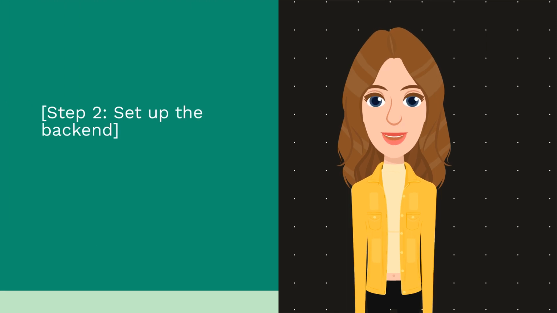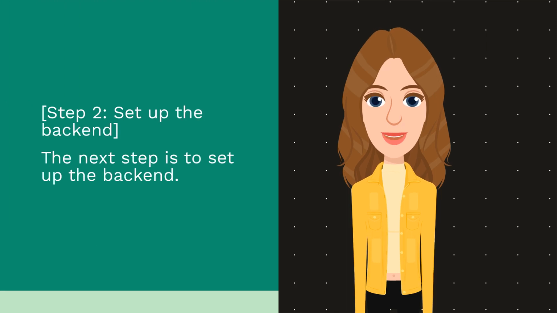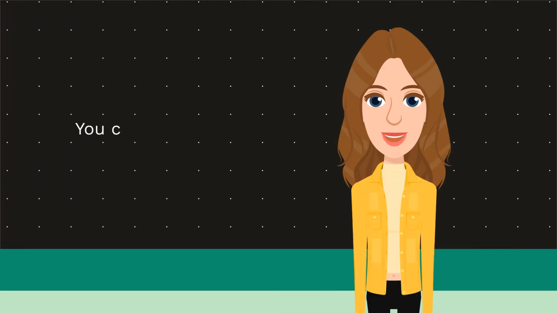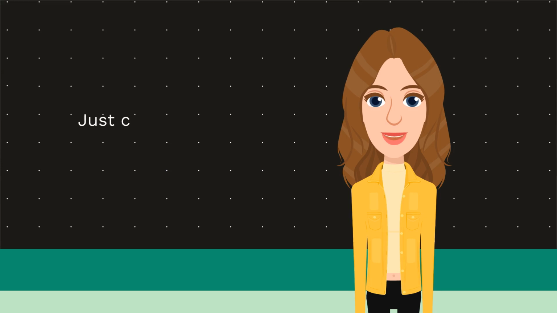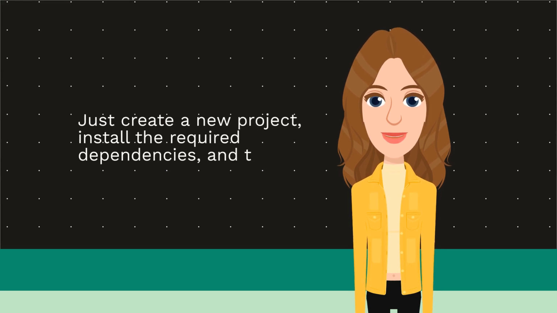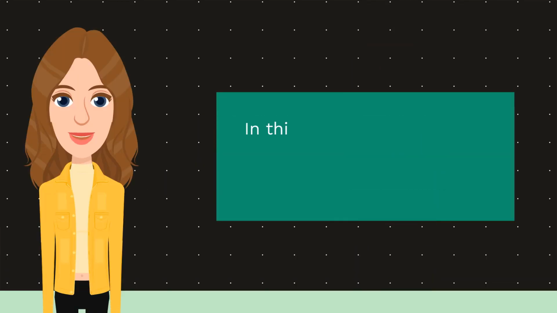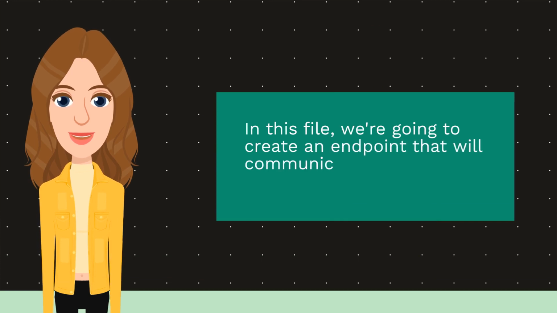Step 2. Set up the backend. The next step is to set up the backend. You can use any backend you want, but for this tutorial, we're going to use Node.js and Express.js. Just create a new project, install the required dependencies, and then create a new file called server.js. In this file, we're going to create an endpoint that will communicate with the Chat GPT API.